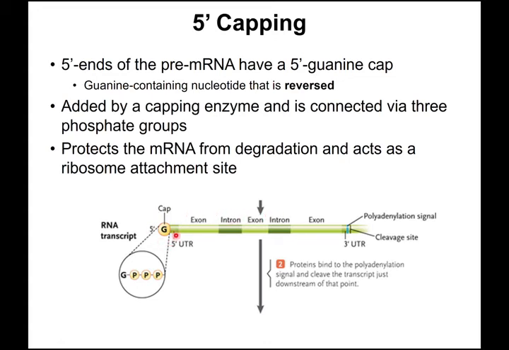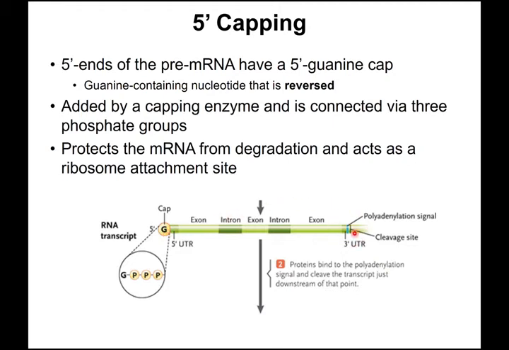RNA is very unstable. It would easily be recognized by some nuclease and degraded very quickly if it was not capped. The cap is done by adding a guanine-containing nucleotide that is reversed and attached to the 5' end here.